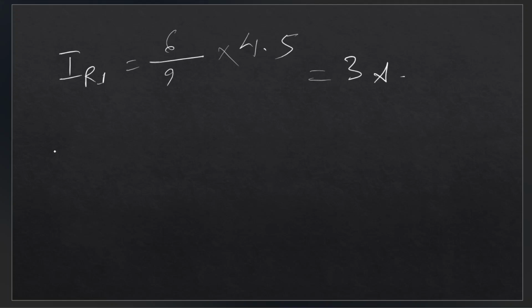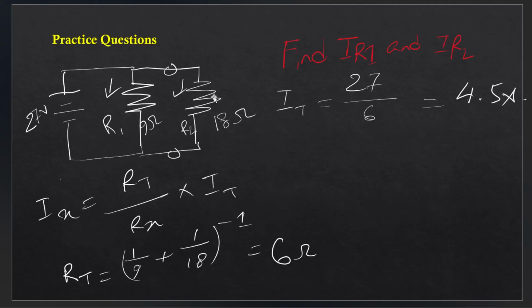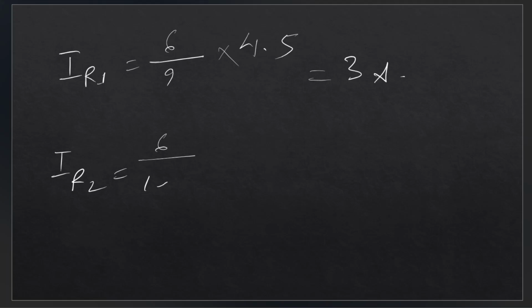That's our first answer. Now IR2 is equal to, again, total resistance, so 6 on the top, and in the denominator R2 is 18 ohms, times, again, IT, so 4.5. That is 6 over 18 times 4.5, which is 1.5 amperes. That's our second answer.